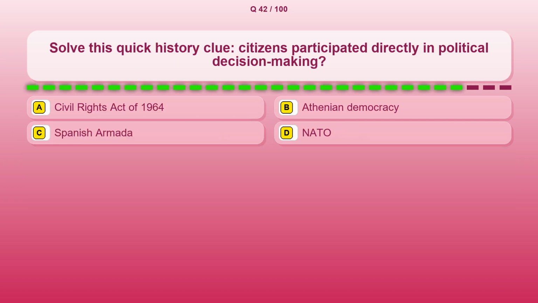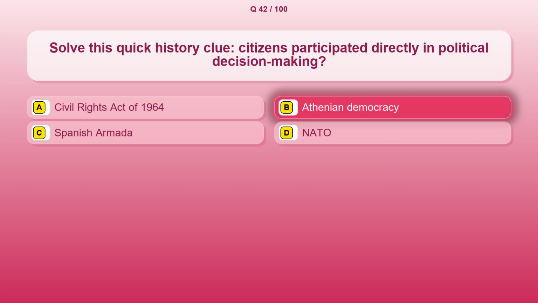Question 42. Solve this quick history clue. Citizens participated directly in political decision-making. Option A. Civil Rights Act of 1964. Option B. Athenian democracy. Option C. Spanish Armada. Option D. NATO.